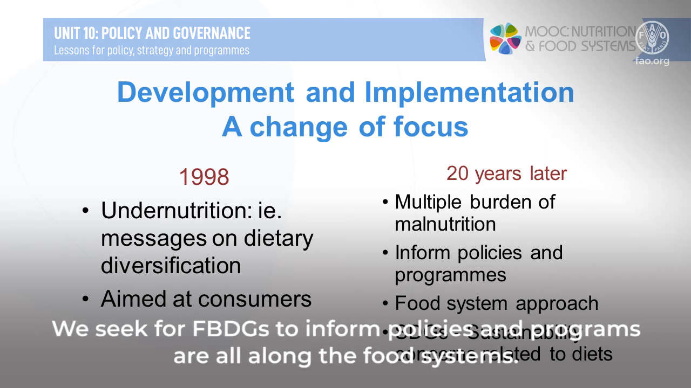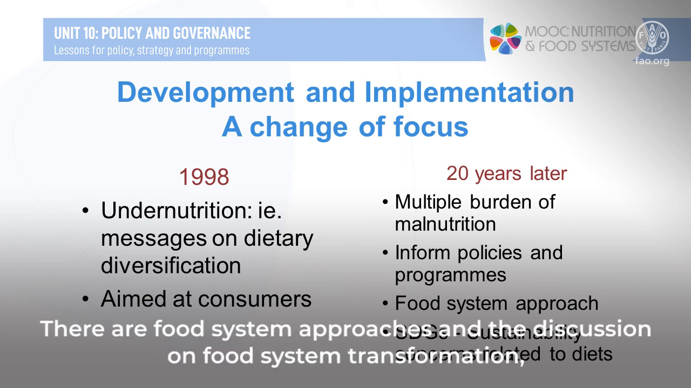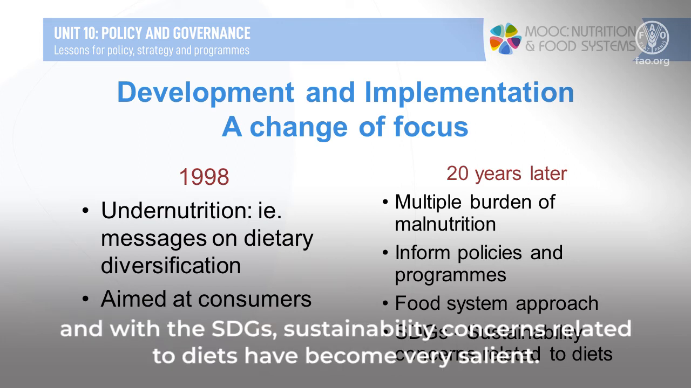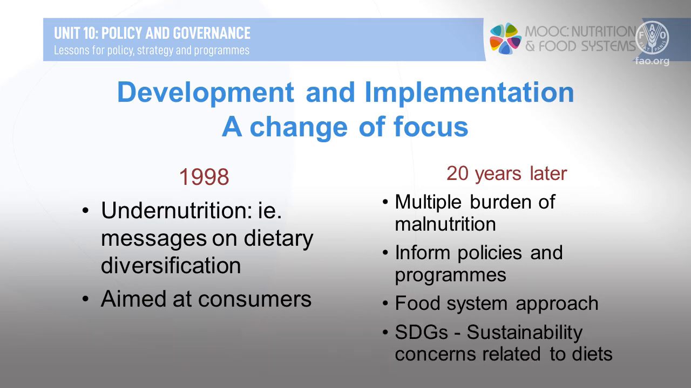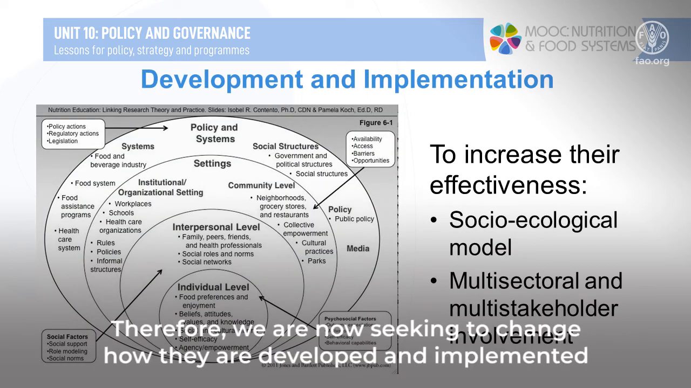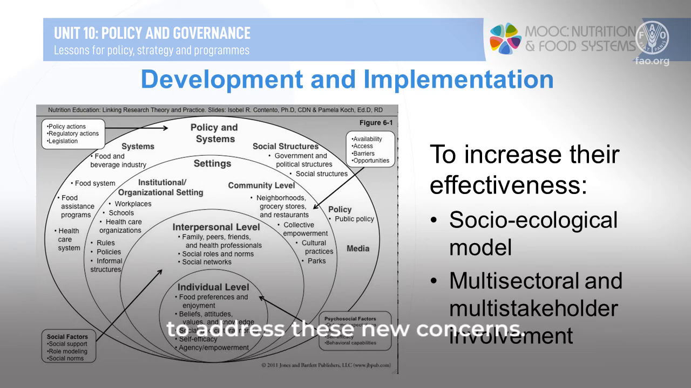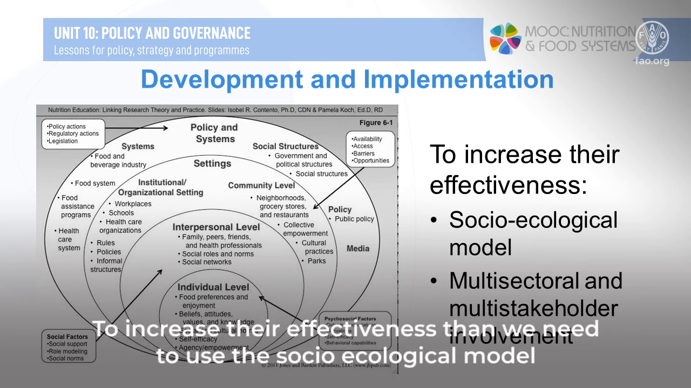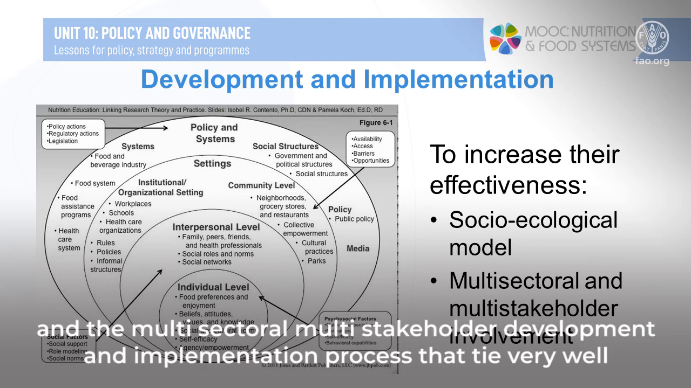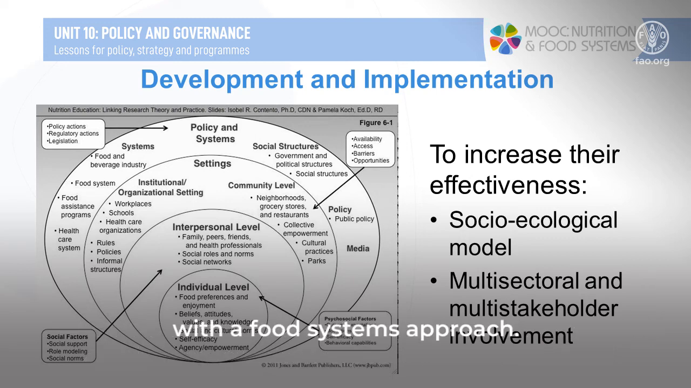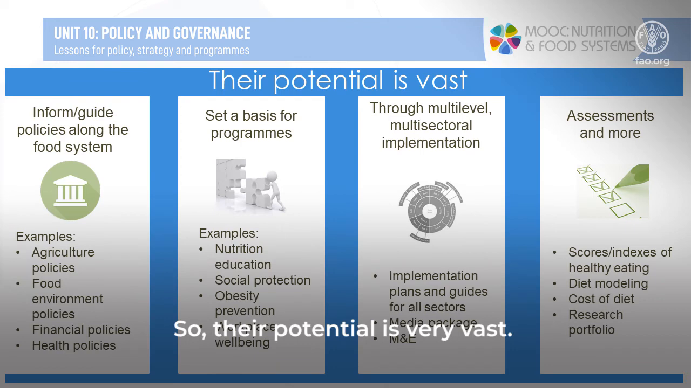We seek, as I said, for FPDGs to inform policies and programs all along the food system. There is this food system approach and a discussion on food system transformation, and with the SDGs, sustainability concerns related to diets have become very salient. Therefore, we are now seeking to change how they are developed and implemented to address these new concerns. To increase their effectiveness, then we need to use a socio-ecological model and the multi-sectoral, multi-stakeholder development and implementation process, and these both tie very well with a food system approach. So their potential is very vast.